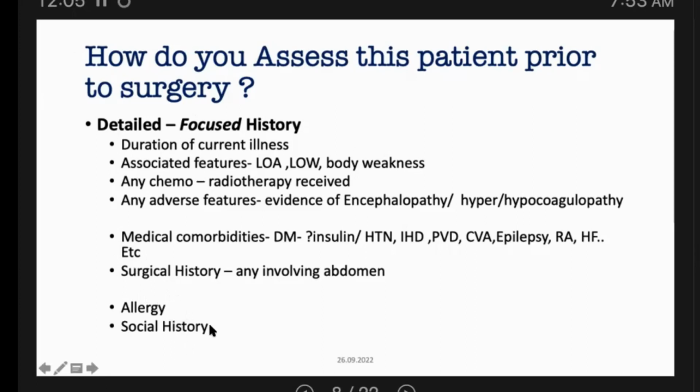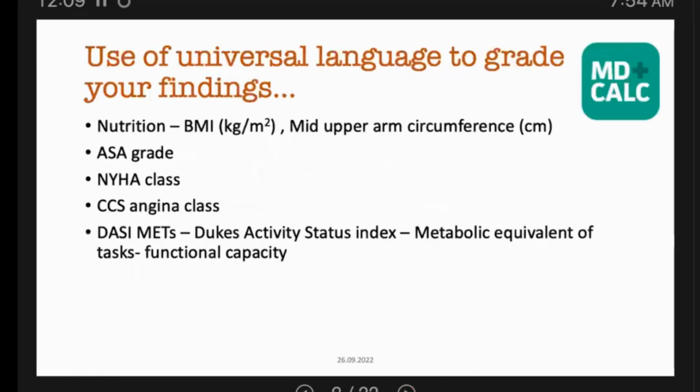And then allergies and social history. So these things you have to go through in your history. When you talk about patients, you have to use universal language, so grade your findings. If you say he's mildly or moderately or severely affected, that is not a universal language. Anybody in the world would understand if you talk in gradings. So for example, for nutrition, you can talk about the BMI, mid upper arm circumference, then the ASA grades, NYHA classes, and the CCS angina classes.